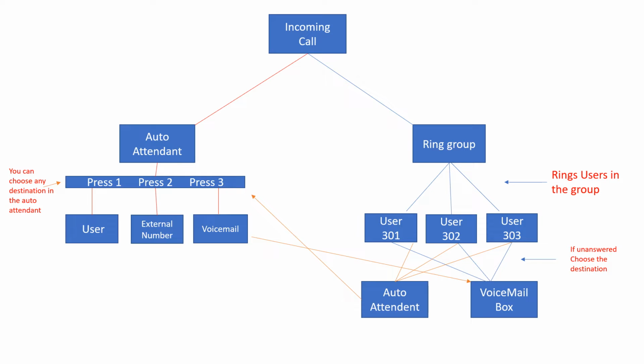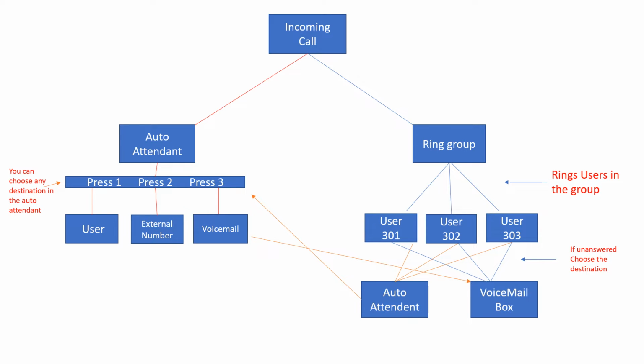Auto attendants will give your customers the chance to choose from a list of options. For example, press 1 to go to a user of your choice, press 2 to go to an external number, or press 3 to go directly to voicemail. The routing box gives you control over how your incoming calls can be routed once they hit your system.